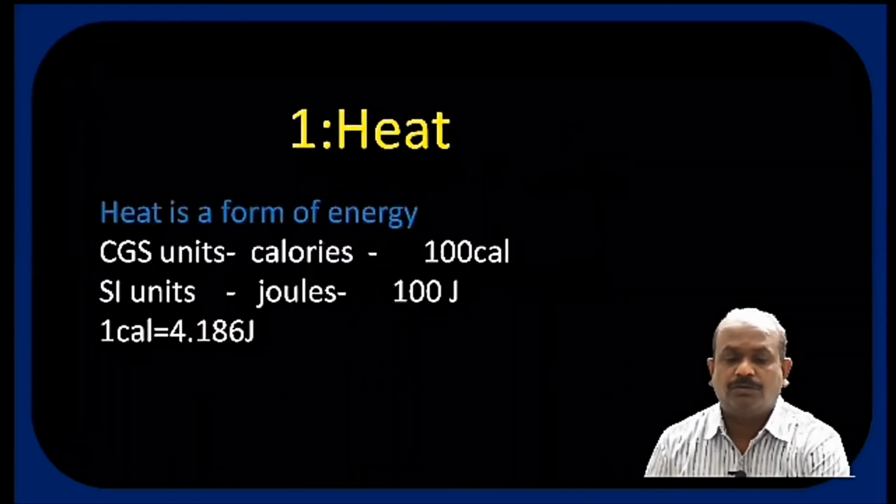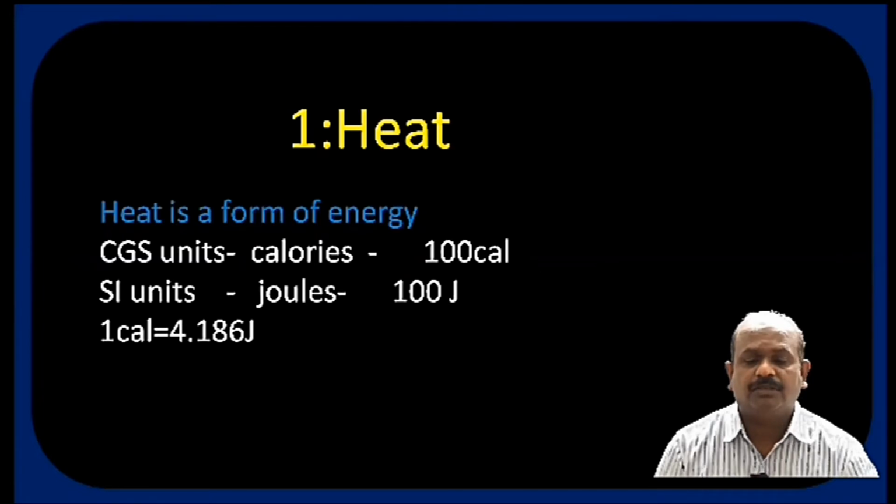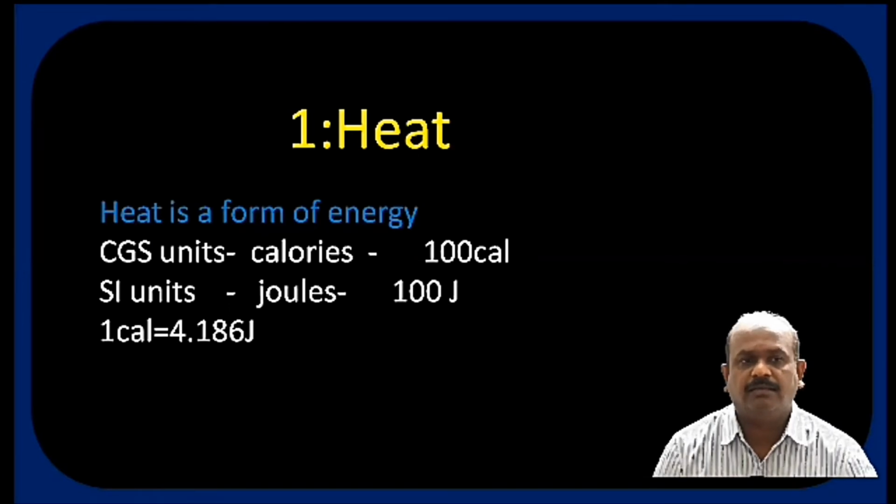So, what are the units of heat? CGS units are calories and SI units are joules. We write like this: 100 cal, 100 cal means 100 calories. In the same way, 100 J means 100 joules. Relation between these two units is 1 calorie equal to 4.186 joules.